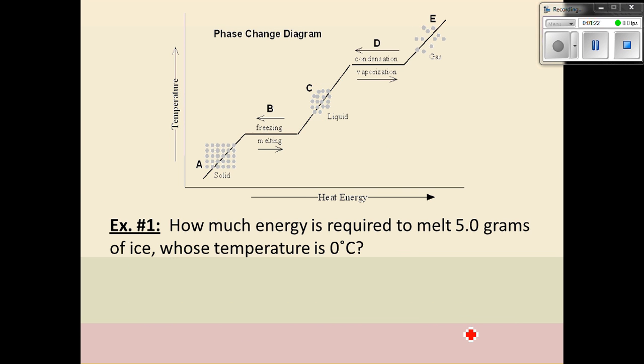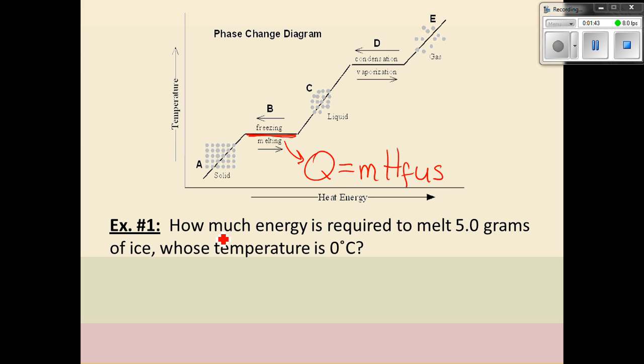All right, so next we're going to try a problem with it. We're dealing with this phase change. Remember, there's no temperature change, so what formula am I going to use? The formula changes a little bit. It's Q equals mass now times the heat of fusion. That's the new constant that we just learned. Notice there's no temperature change in here now.